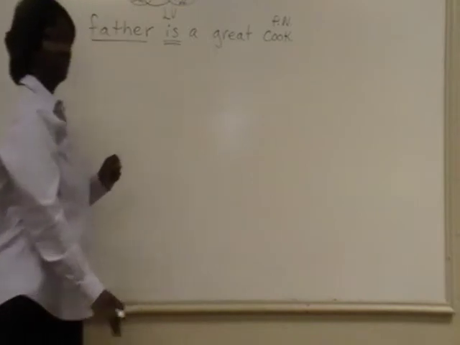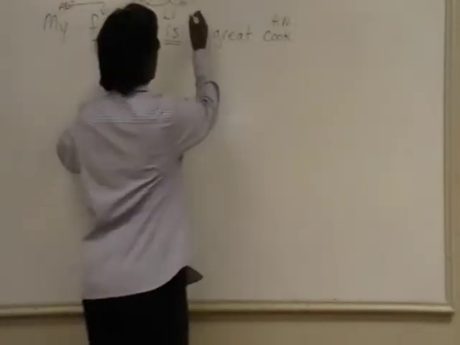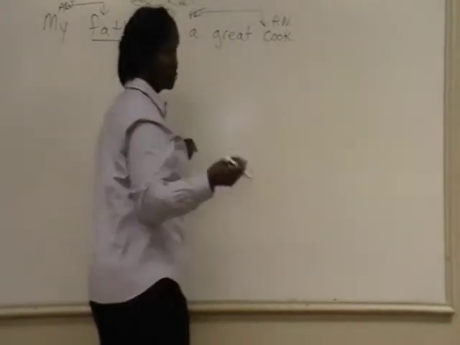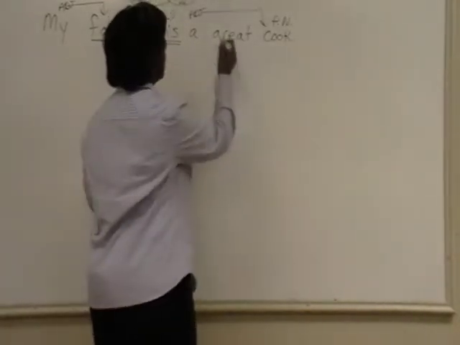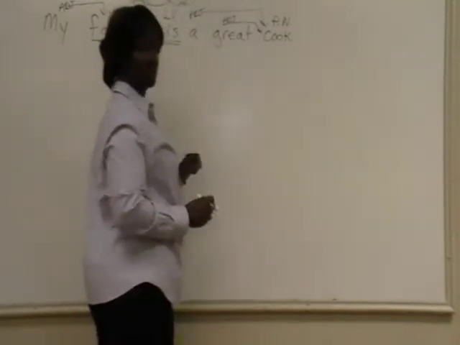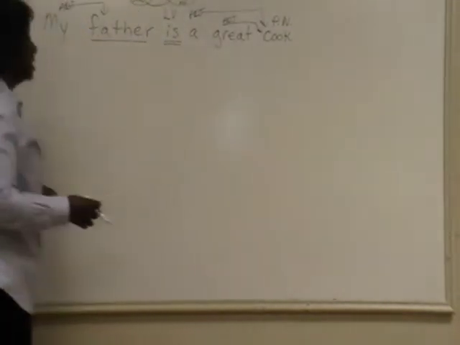Now we're going to go back and find our one-word adjectives, which is my, describing father, saying whose father, and then a, one of those a, and, or the articles, determiners, or noun markers, telling you what kind of cook or which cook. And then great is telling you what kind of cook. It could have been an awful cook, and that would have been a different kind of cook. So now we have every word in the sentence analyzed.